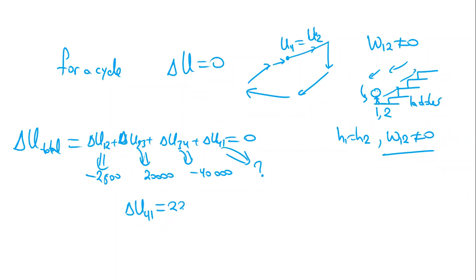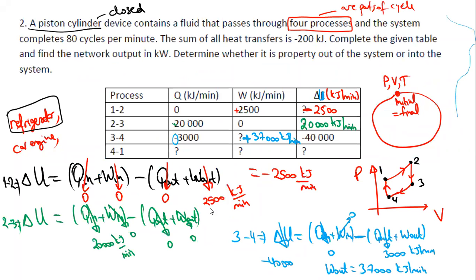So it will be 22,500 kilojoules per minute. This is for 4 to 1. Delta U for 4 to 1 is 22,500 kilojoules per minute. So let me add it here.